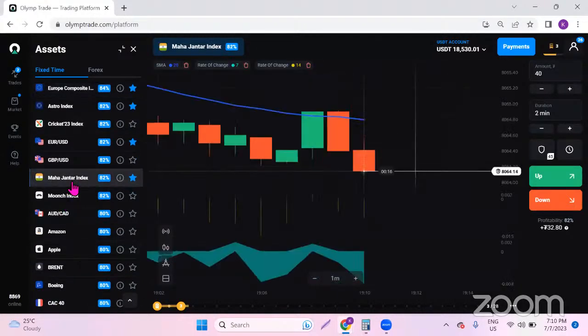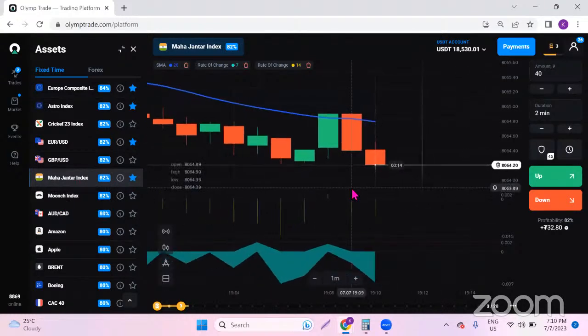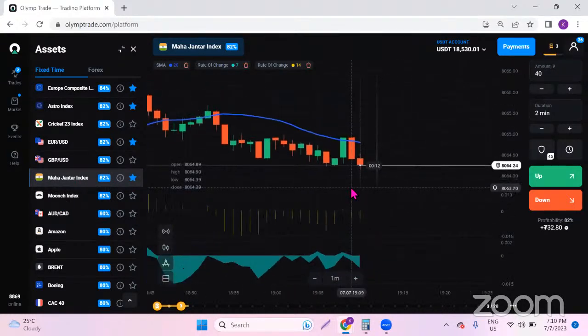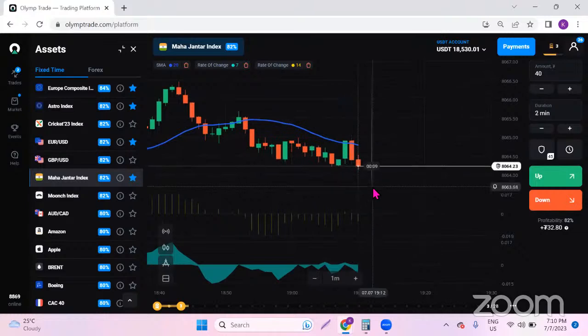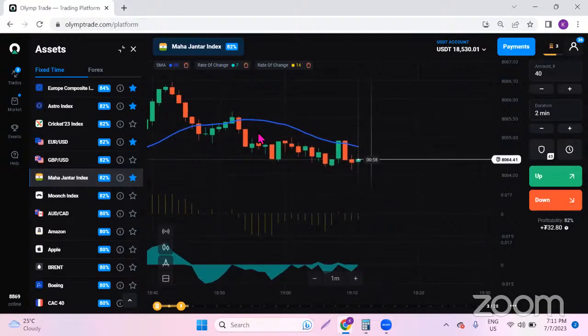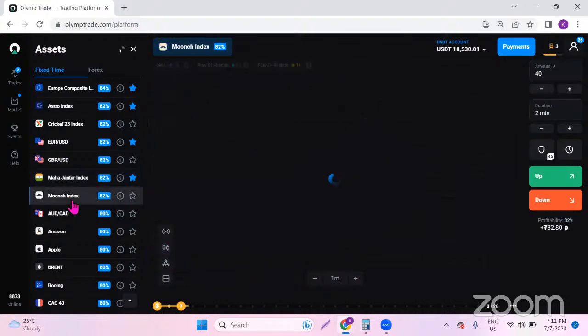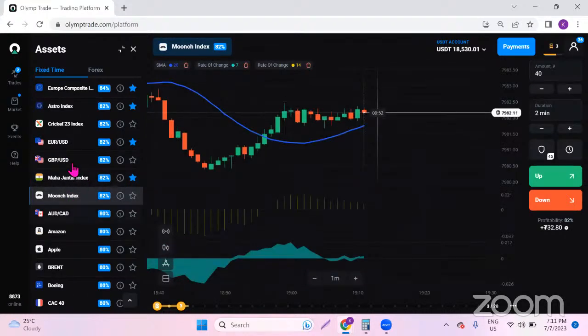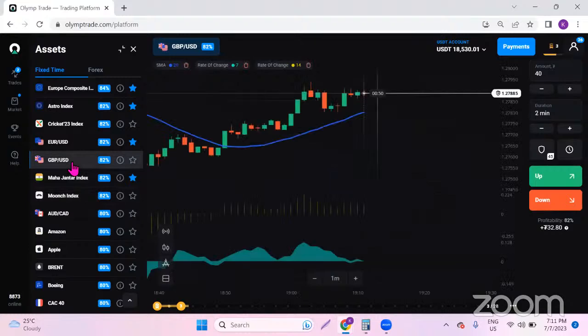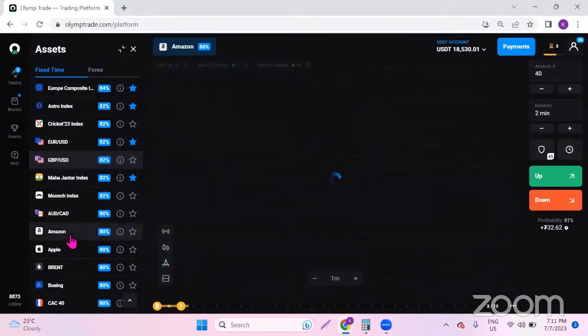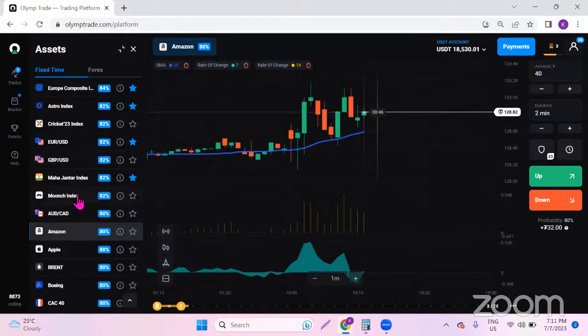Mahajantar index. So I have started getting recommendations. Yes, Mahajantar index is giving a signal. Let's just wait for this candle to end. Well, the next candle that started was in green. The candle is showing in green. So it's a very unstable market, and that's why I avoided that asset. Thank you for your recommendation, though.